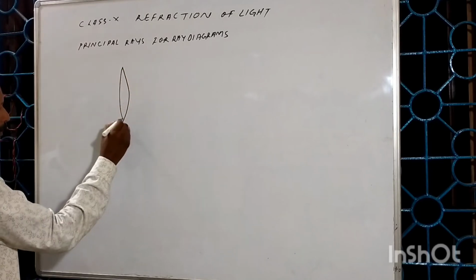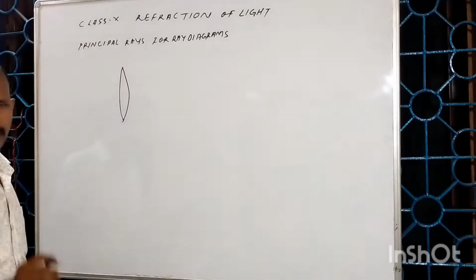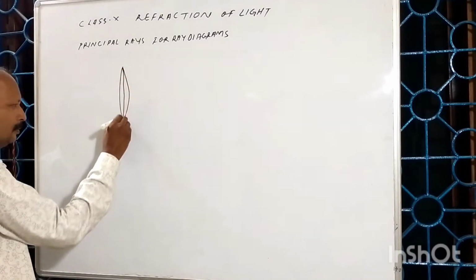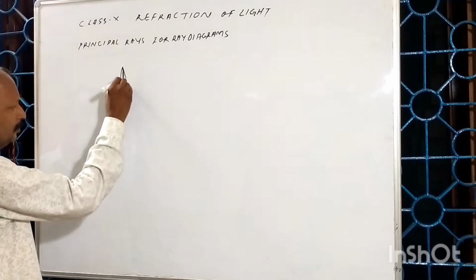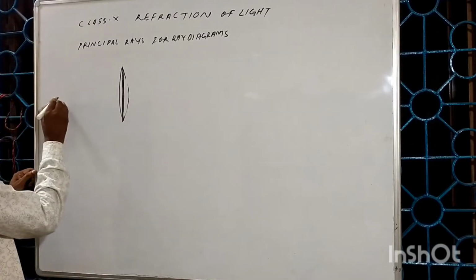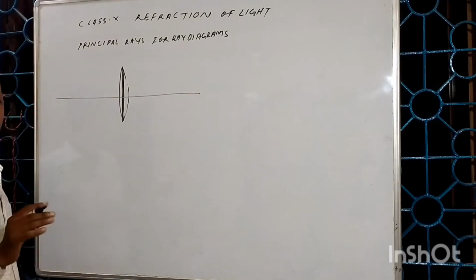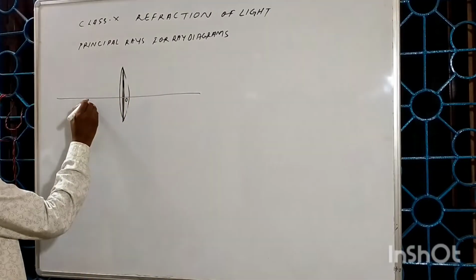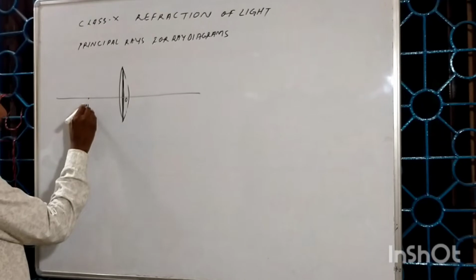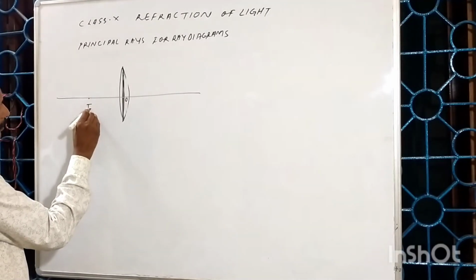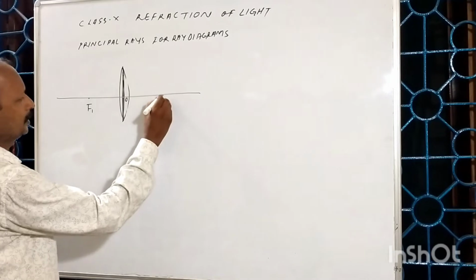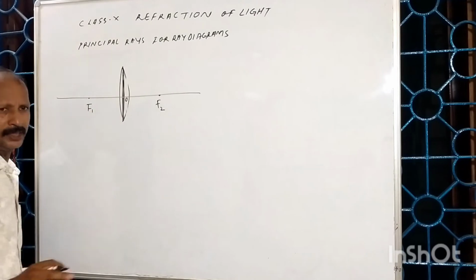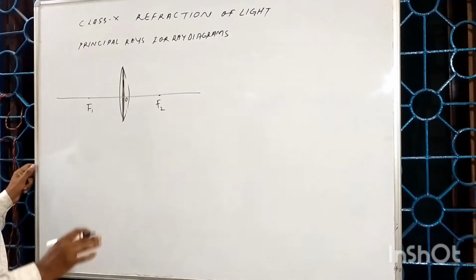This is the biconvex lens. You think that this is a very thin lens. This is the plane of the lens. Now, this line represents the principal axis. This is the optic center. It is the biconvex lens. So, the first focal point is F1. Here is the second focal point F2. You can take them at equal distance from the optic center.